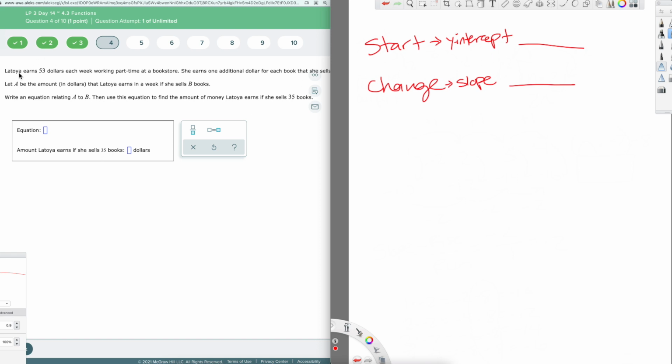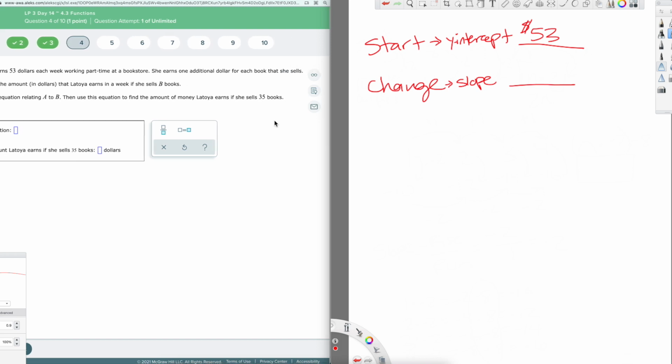So with this one, she earns $53 a week working at the bookstore. So no matter what, she's going to get $53 a week. That's a very low amount. I think we've had conversations in math class about this. $53 a week is kind of crazy, but we'll go with it. It'd be more like $53 a day, maybe. That'd be a little bit better. And then we also know that she earns $1 for each book that she sells. So $1 per book, right? So we've written our starting point and we have our change.